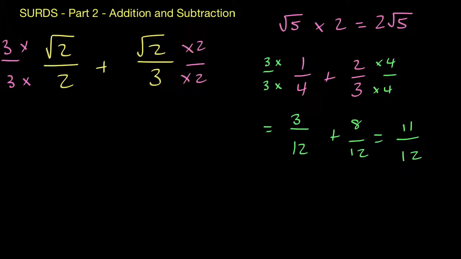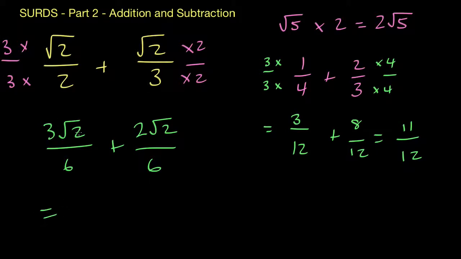Okay, finally what we do is we multiply 3 onto root 2, we get 3 root 2 over 6 plus 2 root 2 over 6, and we join those together. 3 root 2 plus 2 root 2 will give you 5 root 2 all over 6.